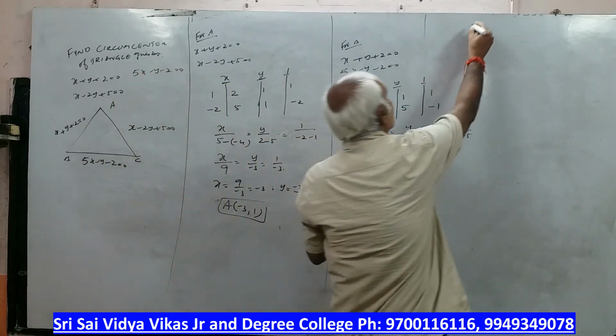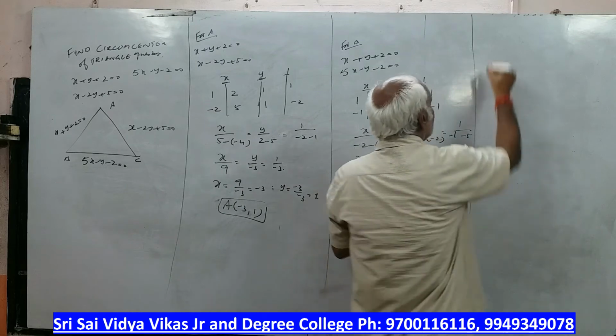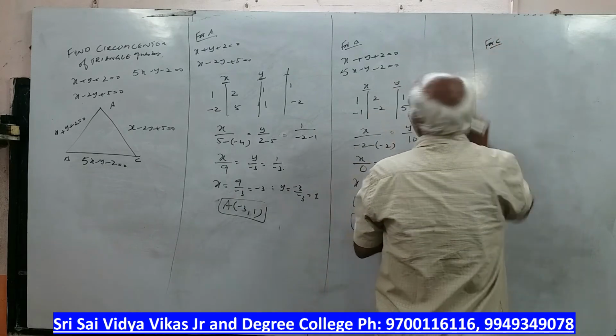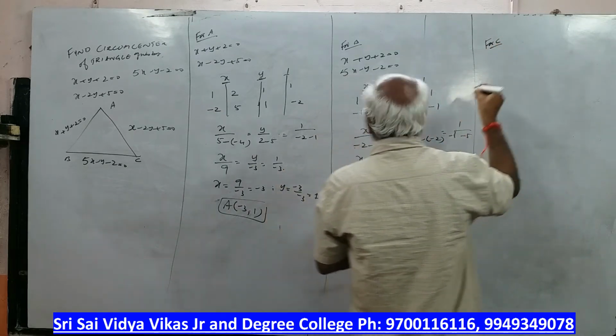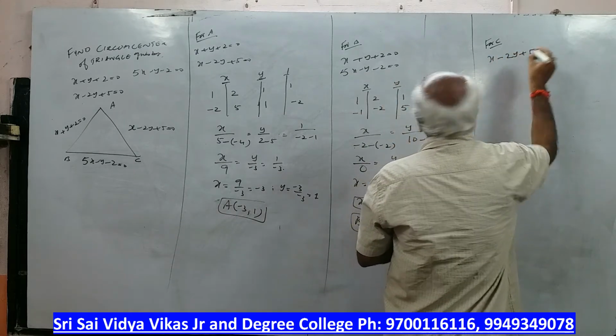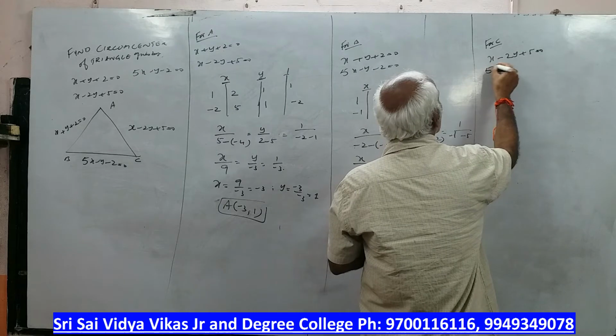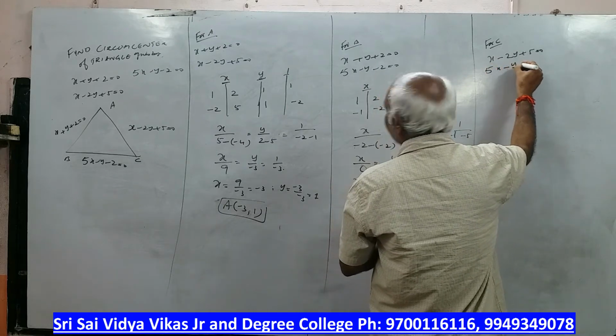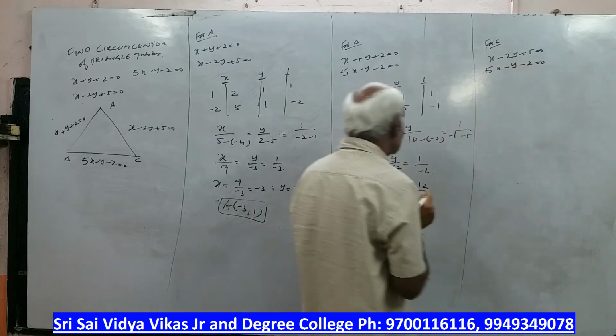Now, for C, x minus 2y plus 5 is equal to 0. Next, 5x minus y minus 2 is equal to 0.